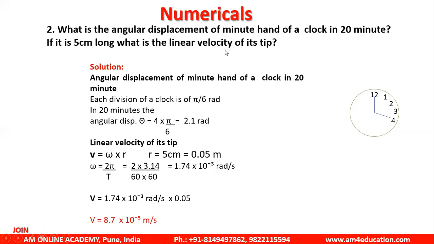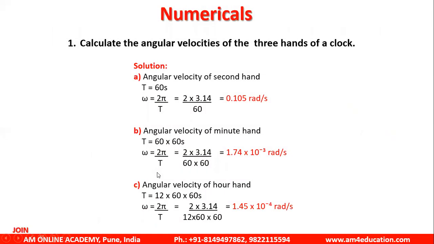Now let us see the linear velocity of the tip of the hand whose length is 5 centimeter. We know that the linear speed of the tip is v equals r omega. We have already calculated omega for the minute hand in our previous problem. For the minute hand, in part B, the angular velocity is 1.474 into 10 raised to minus 3 radian per second.